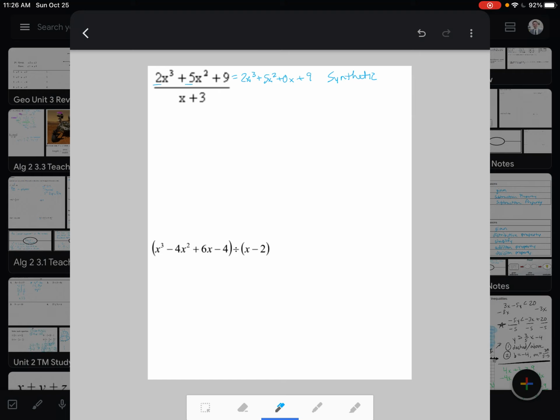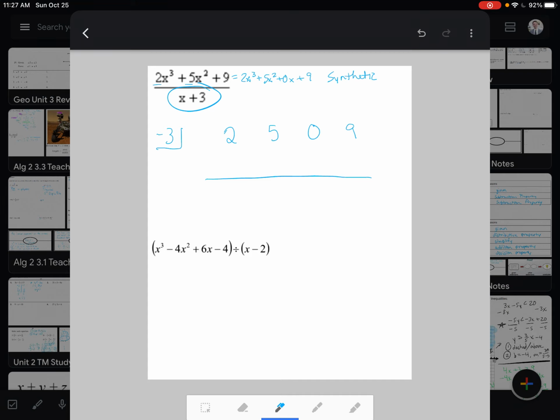And the difference with synthetic is actually we don't write the variables. So that's why it's super important to have that 0x there. Again, can't skip one. So we just write the coefficients or the numbers in front of the variables. So we write down the 2, the 5, the 0, and the 9. Second, the thing that we're dividing by, that x plus 3, we take the constant there and we do the opposite of it. So we put a -3 in right there. So that goes in our top corner, and then now it's our job to go through and evaluate this question.